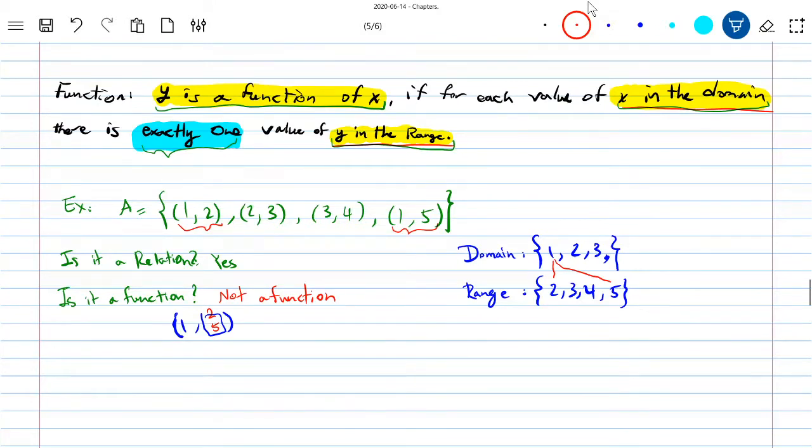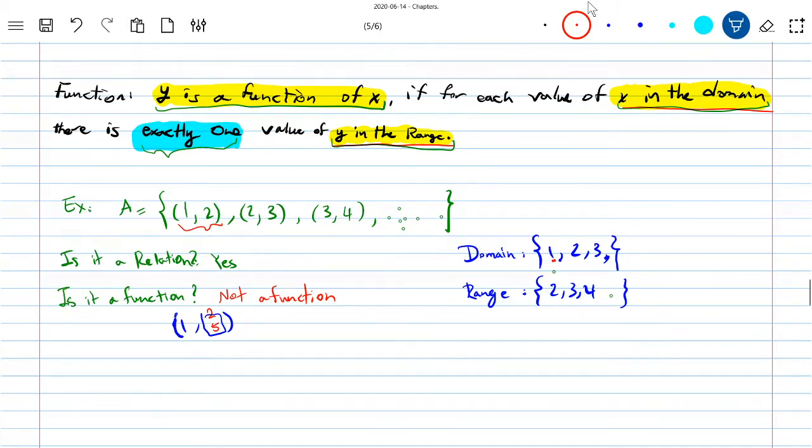If the set A did not contain (1, 5), if the set A was only (1, 2), (2, 3), and (3, 4), so if this was without the (1, 5), erase that, let's say this was not in the set. Then what happens to the domain? Domain stays the same. The range will have 2, 3, and 4.